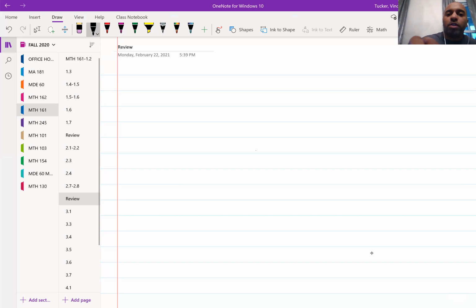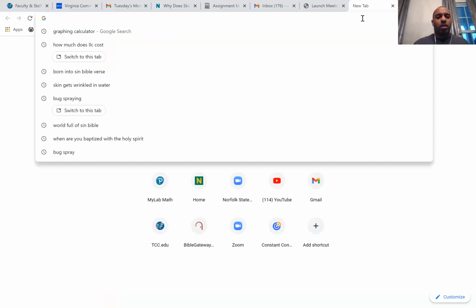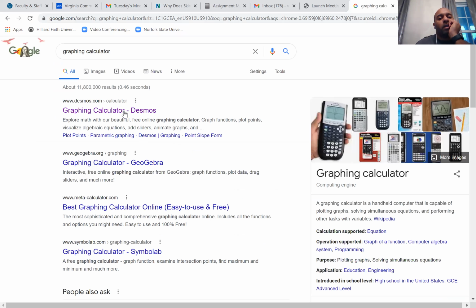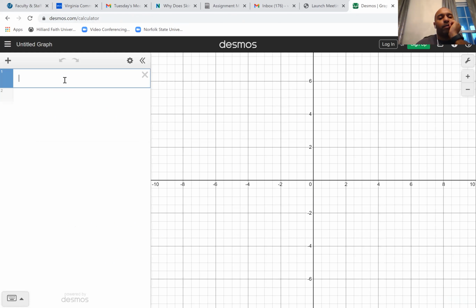I would just go here, hit graphing calculator in Google. This Desmos one's most of the time a great calculator. Do you have a function that you want to see graphed? I don't have one personally.